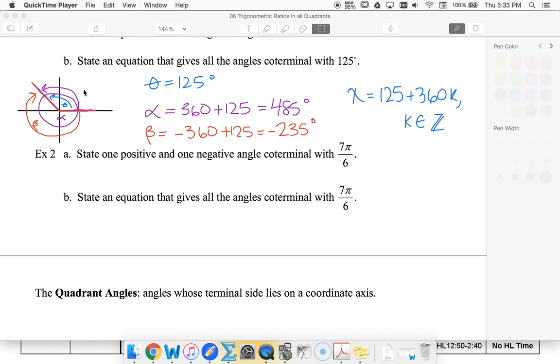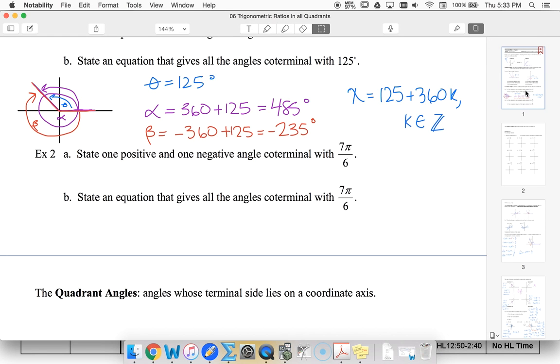All right, now we're looking at example 2, and we're looking at angles that are measured in radians. So we want one positive and one negative angle coterminal with 7 pi over 6. So thinking about 7 pi over 6, well, I know that that is going to be greater than pi. So when I'm thinking about my quadrants, I'm in quadrant 3.